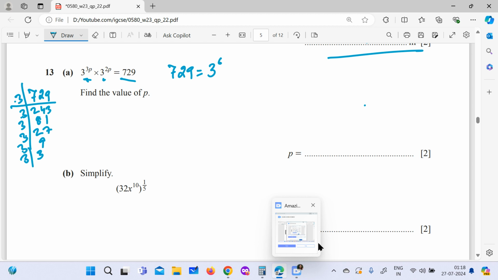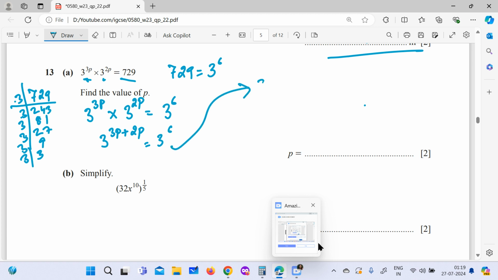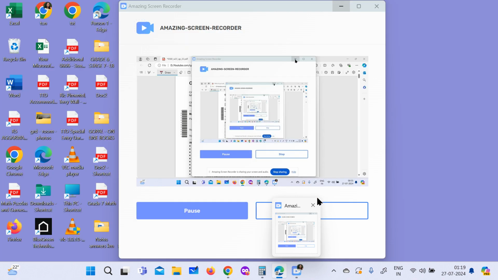So I can write it this way now. 3 to the power of 3p times 3 to the power of 2p equals 3 to the power of 6. Now we can write this as 3 to the power of 3p plus 2p equals 3 to the power of 6. So 3p plus 2p equals 6, and then 5p equals 6 and p equals 6 over 5. So the value of p is 6 over 5.